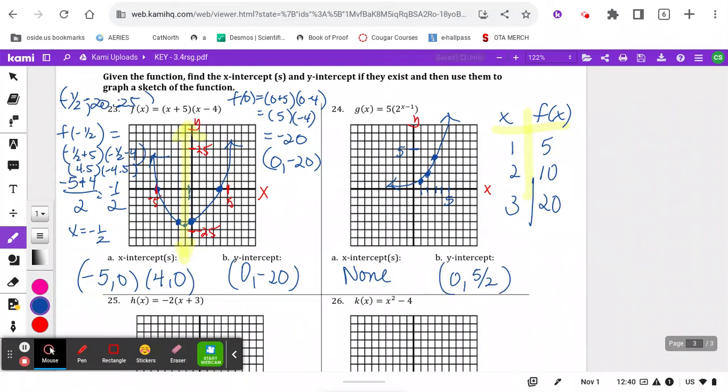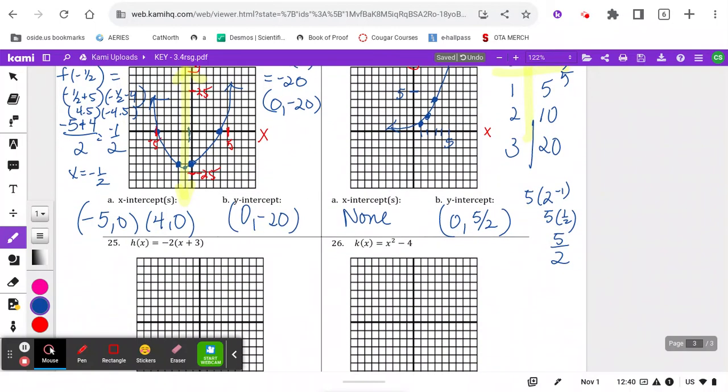So going this other direction at 0, 5 halves. If I also wanted to plug in 5 times 2 to the 0 minus 1, it's 5 times 1 half, which is 5 halves. You can do that in a calculator as well, known as 2.5. That's this guy right here.